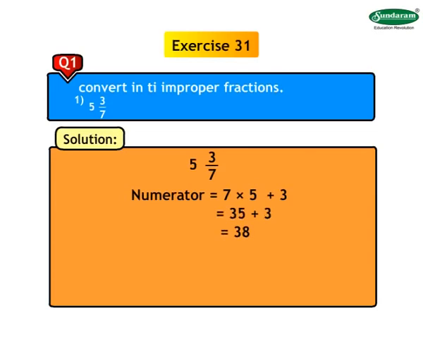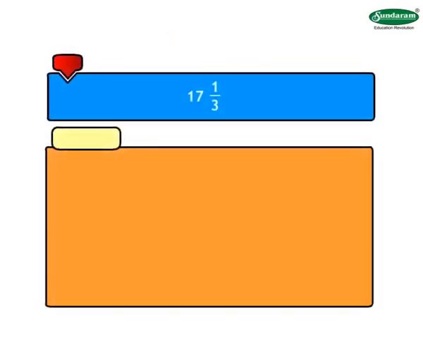Now, 38 is the numerator of the required improper fraction. The denominator 7 is the denominator of the required improper fraction. Hence, answer is 5 and 3 upon 7 is equal to 38 upon 7. 2. 17 and 1 upon 3.